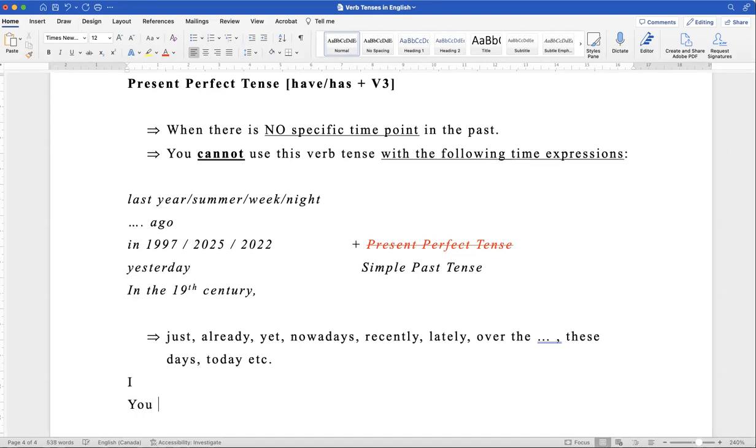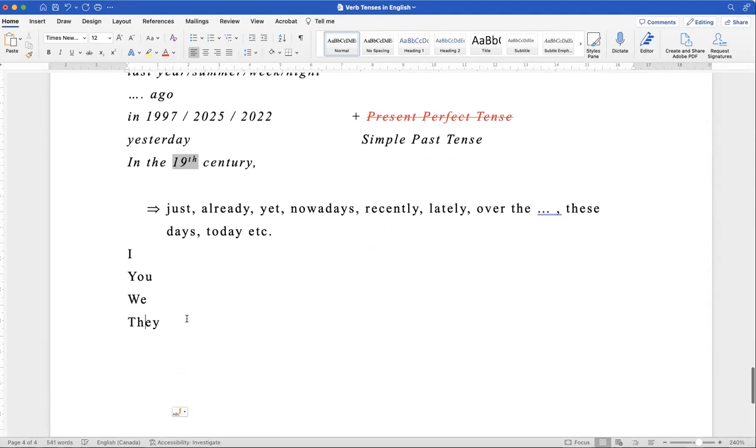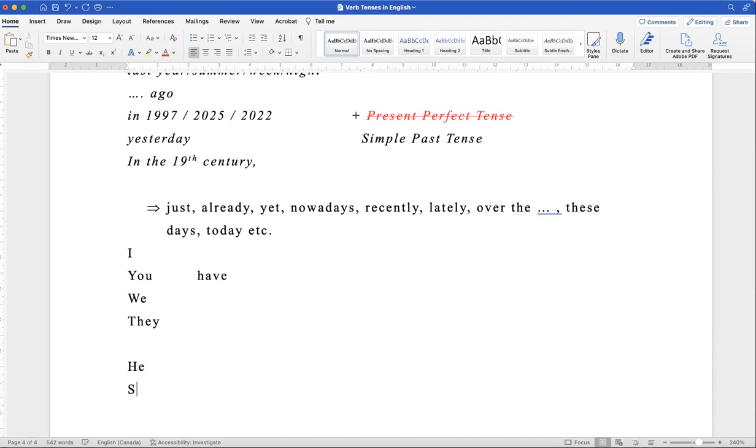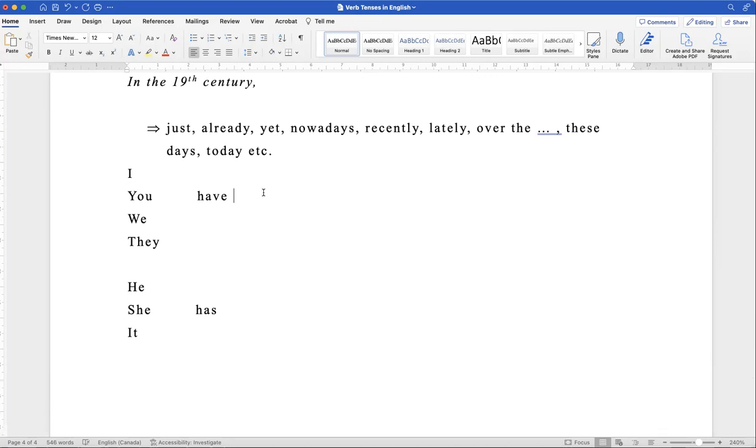In present perfect tense, when the subject is I, you, we, and they, the auxiliary verb is have. But when you use he, she, or it, the auxiliary verb is has. Have and has. Okay. And then of course we need to use the past participle of the verb.